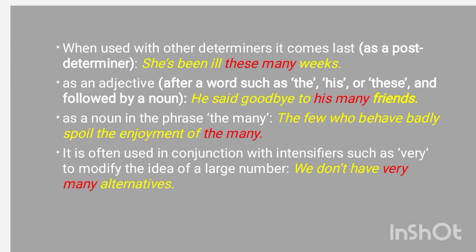Many is used as an adjective after a word such as the, his, or these, and followed by a noun. For example, he said goodbye to his many friends. His many friends. Many here is an adjective because it is preceded by his and also followed by a noun, friends.